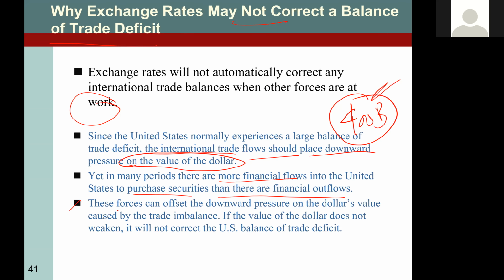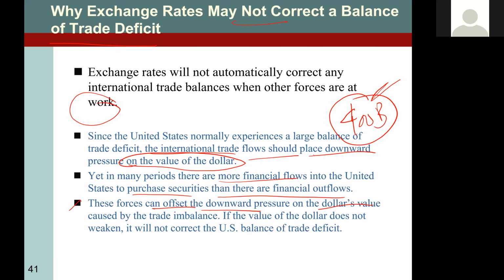So these forces can offset the downward pressure on the dollar value. That's why we still see the dollar value rising, not correcting itself. Why? Because we know that the New York Stock Exchange is giving more dividends, and their bonds are giving better coupon rates, interest rates.